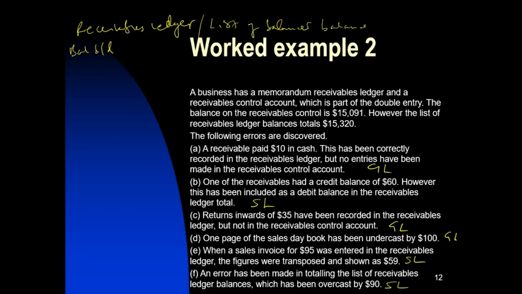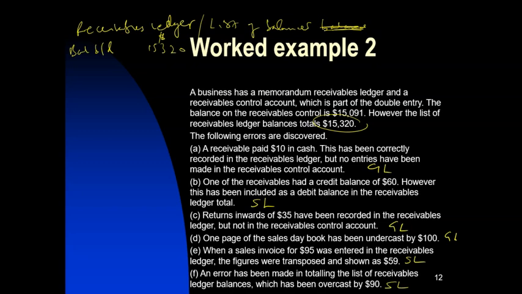What was the balance brought forward for this one? The balance on the receivables control account is this one. However, the list of receivables ledger balances totals $15,320. Now we've got this balance brought forward. Let us now adjust that balance with the errors which have been identified.